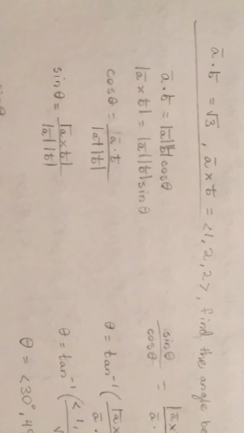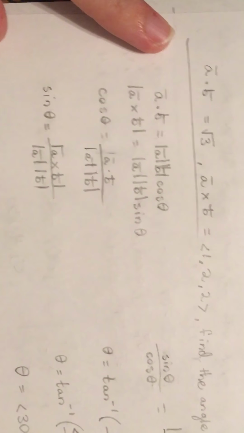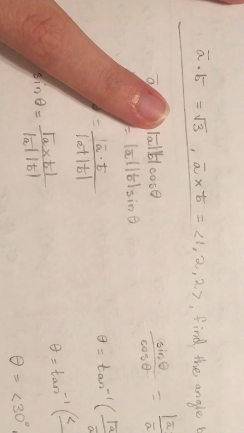Hi, so today we're going to be solving some problems using vector identities. The first one is, if we are given the dot product of A and B is equal to rad 3 and the cross product of A and B is equal to the vector 1, 2, 2, what is the angle between A and B?